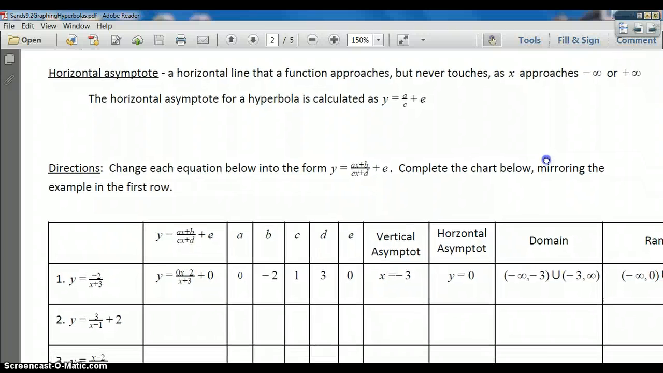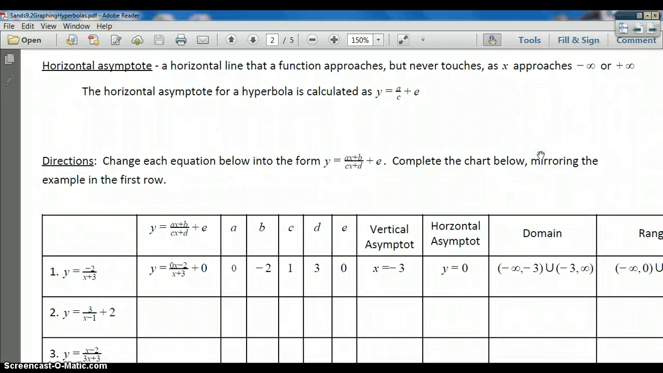All right, horizontal asymptotes. A horizontal asymptote, when you're dealing with a hyperbola, is of this function, a over x plus e. That's your horizontal asymptote for a hyperbola. So that's new. With growth and decay, it was just the number on the end. Here now, you need to take into account the values that are in front of the x's on top and bottom.